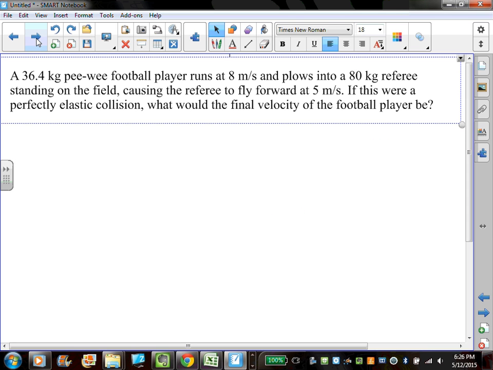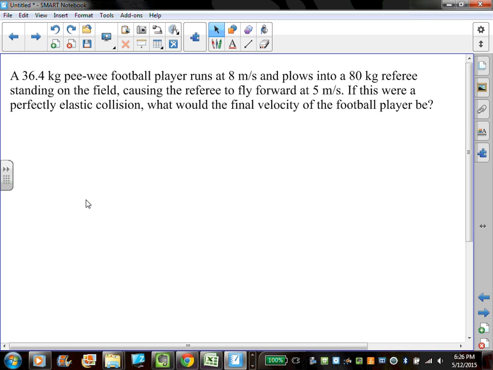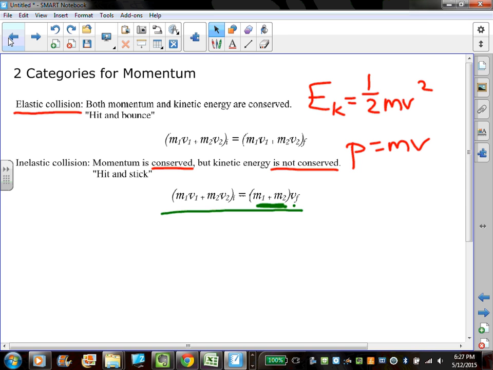So we got some practice problems. We have a 36.4 kilogram Pee-wee football player. He runs and plows into an 80 kilogram referee, and the referee flies forward at 5 meters per second. Let's assume that this is a perfectly elastic collision, and we want to know what the final velocity of the football player would be. So, perfectly elastic collision.